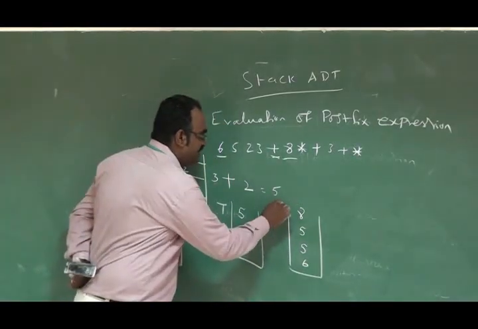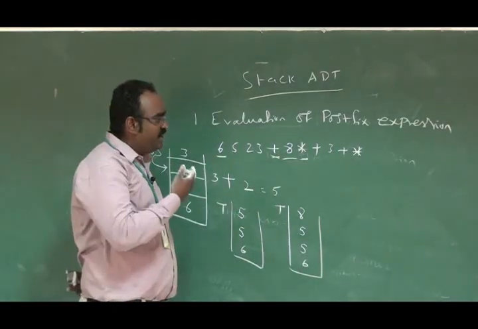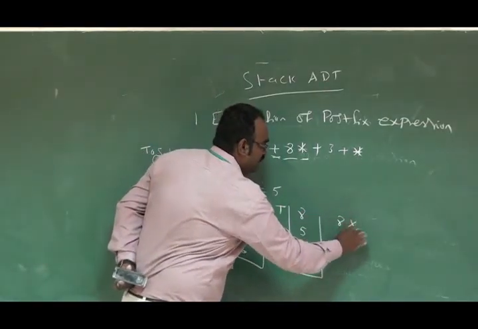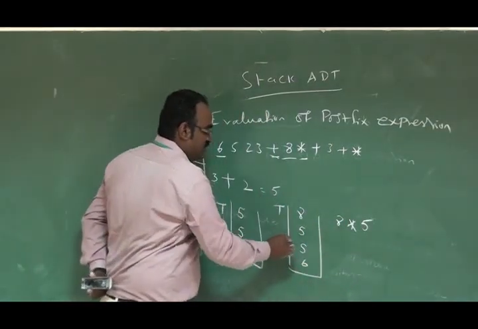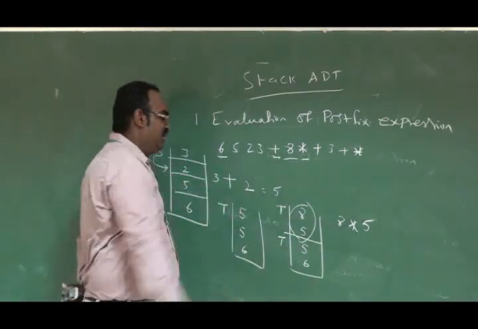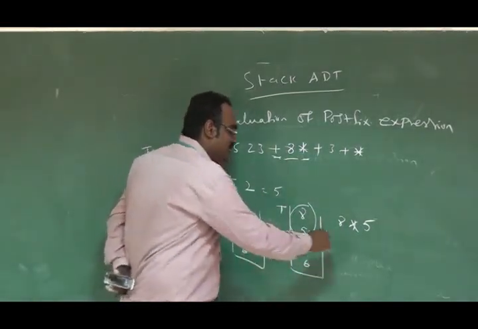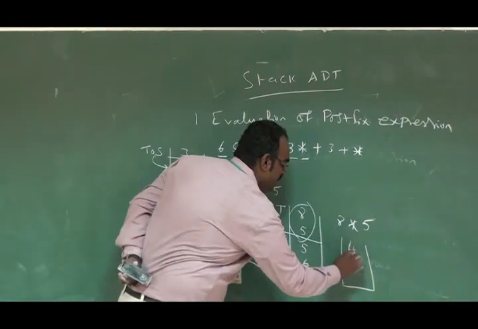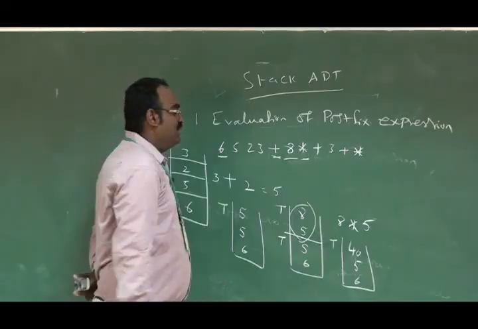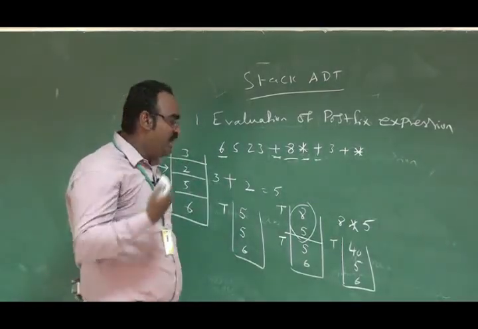Now the top of the stack is 8. Now it reads an operator. Once you read an operator, you have to perform two pops. So 8 is multiplied with 5. The top of the stack comes here, and these two elements are extracted from the stack. 8 into 5 is 40. Again, 40 is pushed into the stack. So the stack is 40, 5, 6, with 40 at the top. Now plus: again the same operation, popping two elements from the stack.